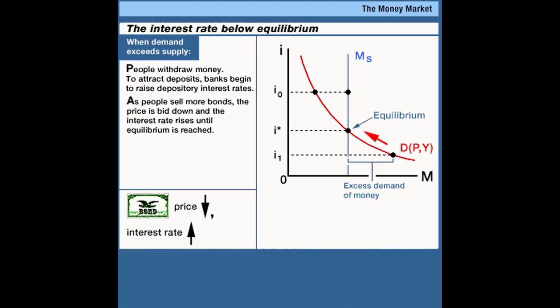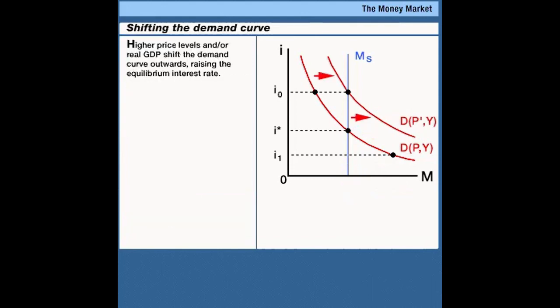With the demand curve for money shifting outwards to a new level, the old interest rate, I star, would create a situation in which we have excess demand for money. At this old interest rate now, there's a larger quantity of money demanded than there is supplied. So that creates a bidding process. Banks start to compete to hold on to their savings accounts, and the interest rate rises to restore equilibrium. If the price level increases, then equilibrium interest rate rises.